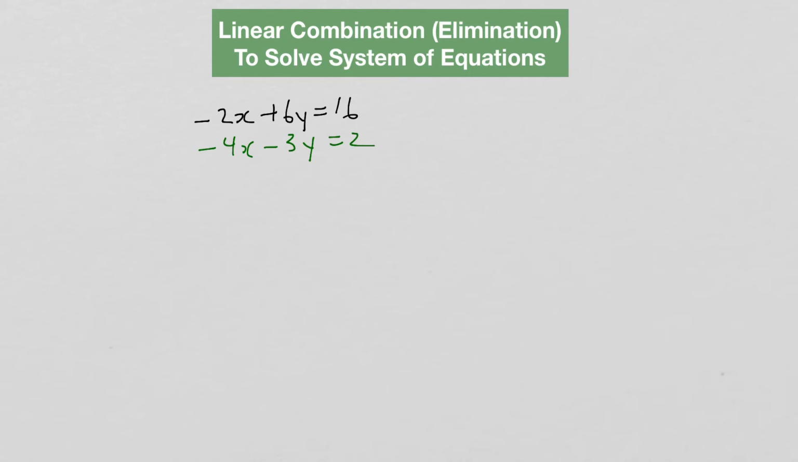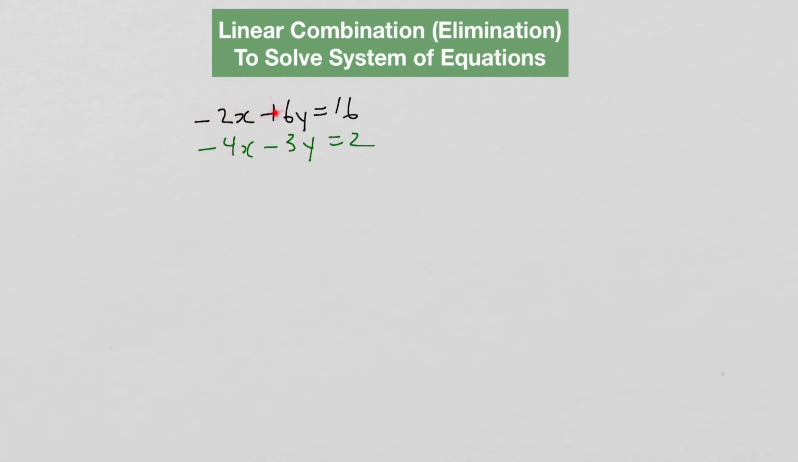One thing you could do is take this first equation and double it. Why double it? Because when I double this to -4, this becomes the same value but the opposite.